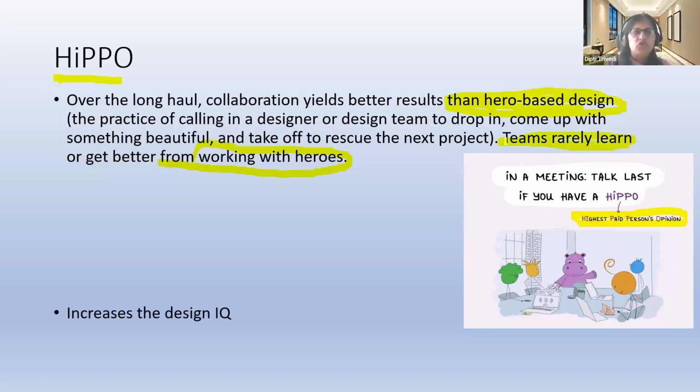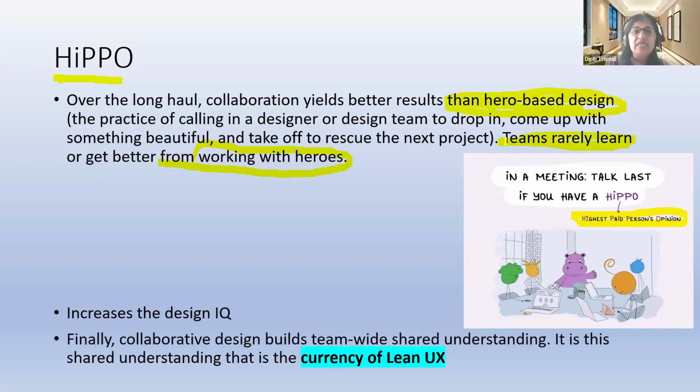So increase the design IQ. Let everyone in the team participate and bring in their own ideas. And finally, collaborative design is nothing but currency to Lean UX. It is a shared understanding between all the team members to contribute equally and have a team-wide shared understanding of what is to be built and why we are building it.